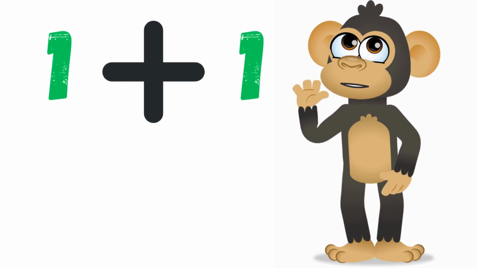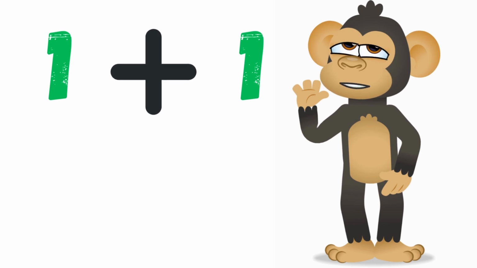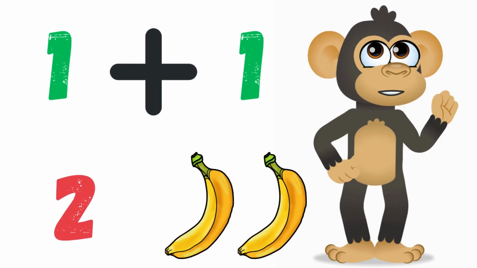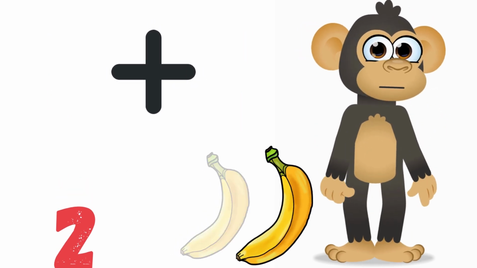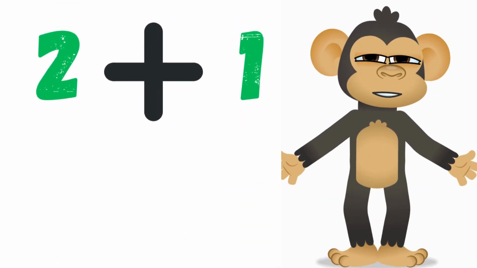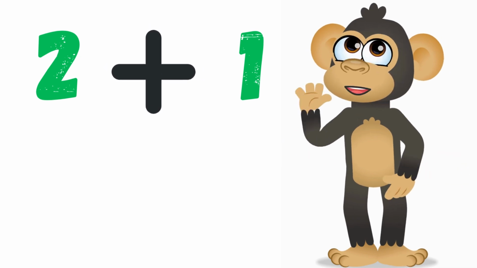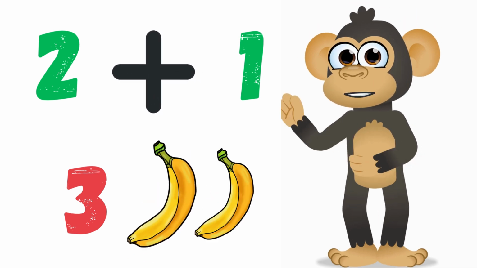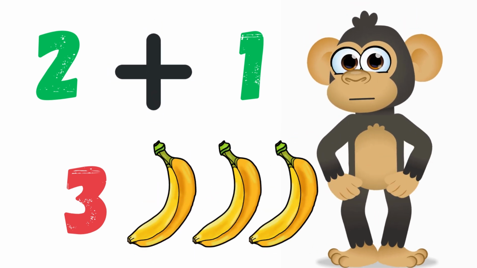1 banana plus 1 banana. We get 2 bananas. Let's add: 1 banana plus 1 banana equals 2 bananas. Yummy! 2 bananas plus 1 banana. We get 3 bananas. Next, 2 bananas plus 1 banana makes 3 bananas. Can you count them? 1, 2, 3.